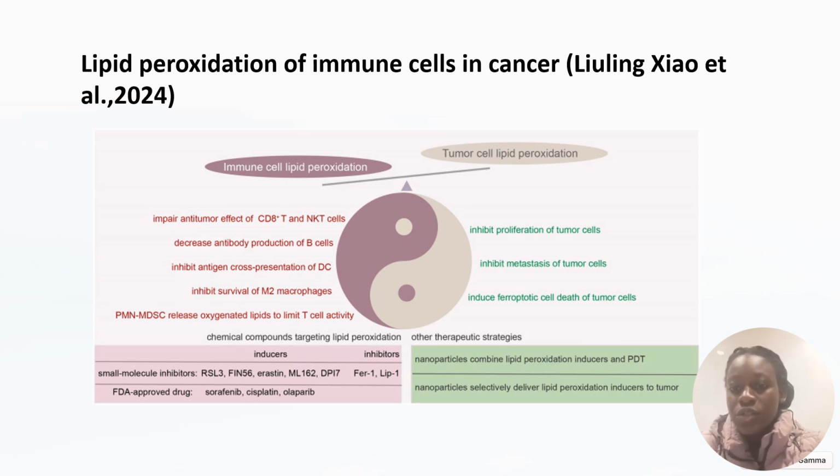Okay, so now let's look at the lipid oxidation in tumor cells. Lipid oxidation in tumor cells can have a positive effect in humans because it inhibits proliferation of tumor cells, it inhibits metastasis of tumor cells, and it induces ferroptotic cell death of tumor cells. So this slide shows us how lipid peroxidation has positive and negative effects in our body, and during cancer it can affect in either way.